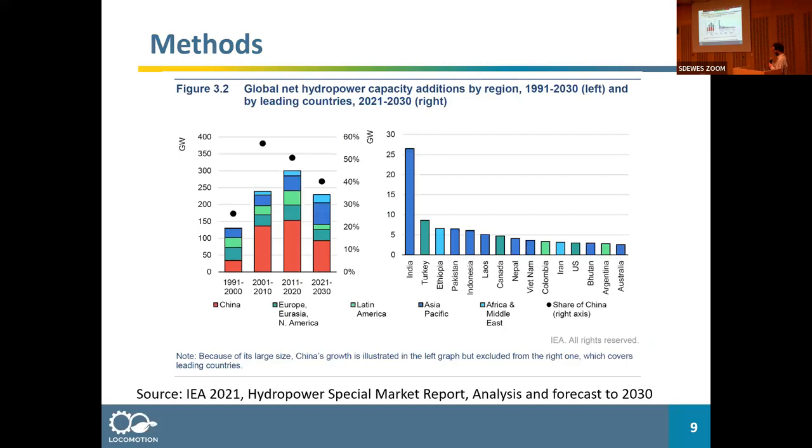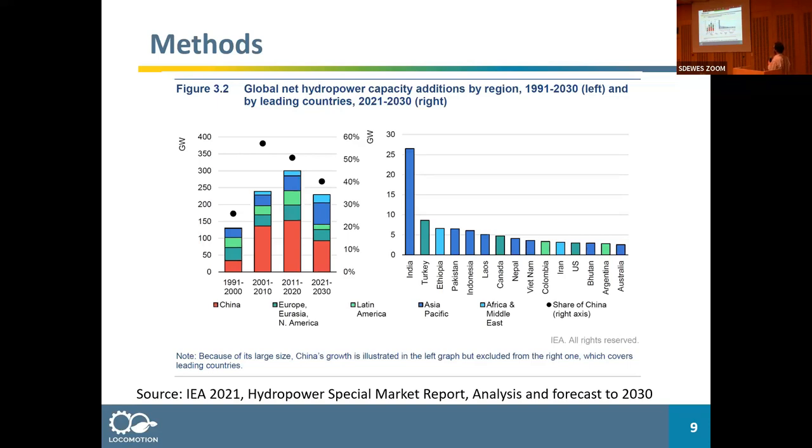Sorry. So here, on the left, is the global net hydropower capacity additions by region from 1981 until 2030. And on the right is by leading countries, but only for 2001 and 2030. But here I want to highlight the right bar in the left graph, where they show the projections for the period 2021 to 2030, and we can see the largest increase is projected to be in China, with around 100 gigawatts of installed capacity. After that, we have Asia Pacific, also Europe, Eurasia, North America.